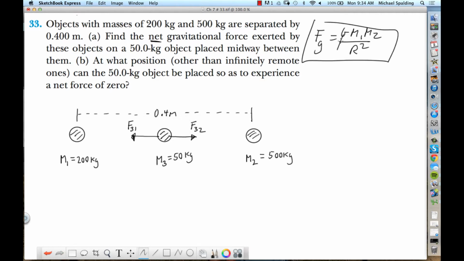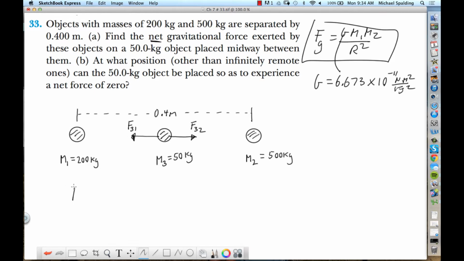Oh, and by the way, G, you don't have to memorize it. I'll give it to you on the test, on the midterm. It's the gravitational constant, 6.673 times 10 to the negative 11 Newton meter squared over kilogram squared. That's a constant.